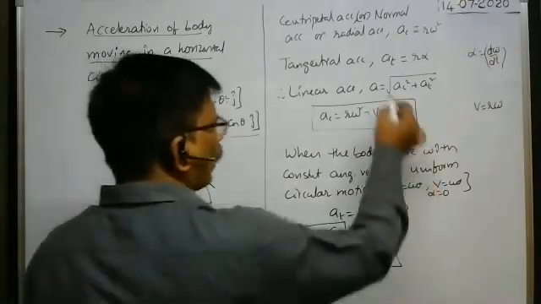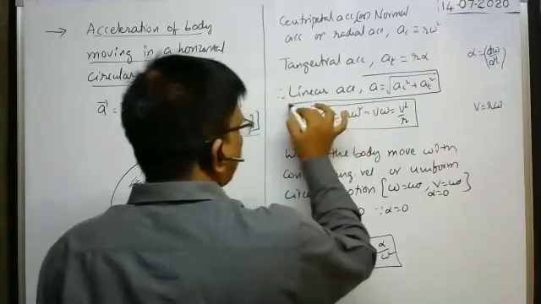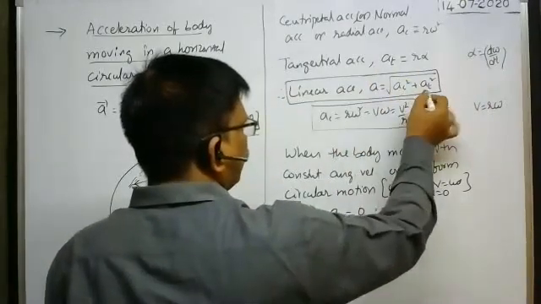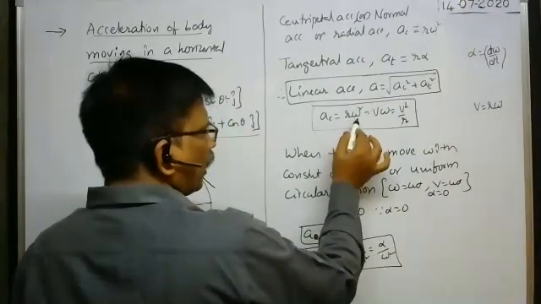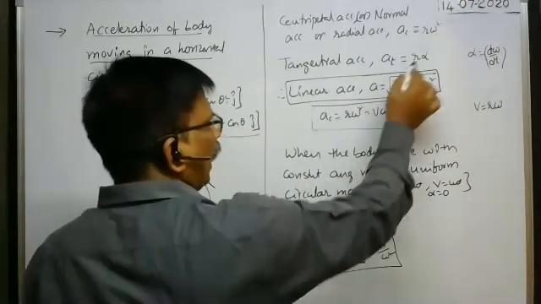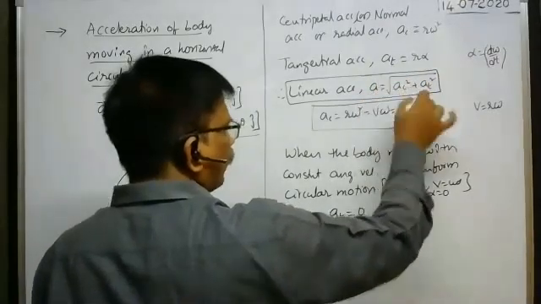Sometimes they may ask, what is the resultant acceleration of the body moving along the horizontal circular path? Means we can write this one. AC, AT, these values will be given. R omega will be given, so AC is known. Alpha and R are given, so AT is known. Then what is the resultant acceleration? Means we can find this one.